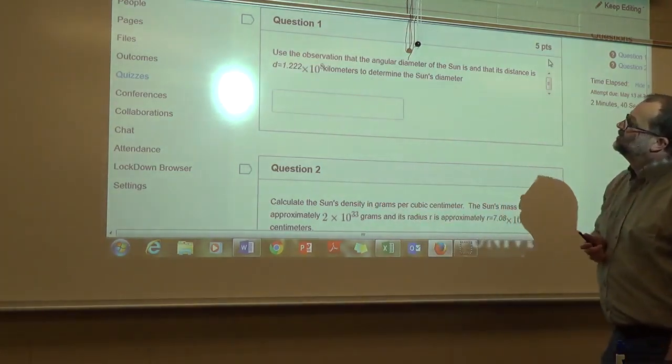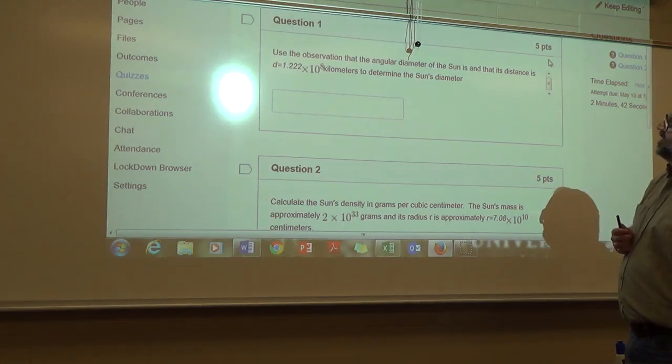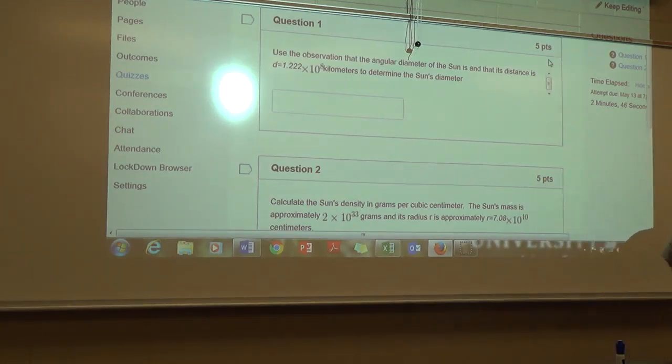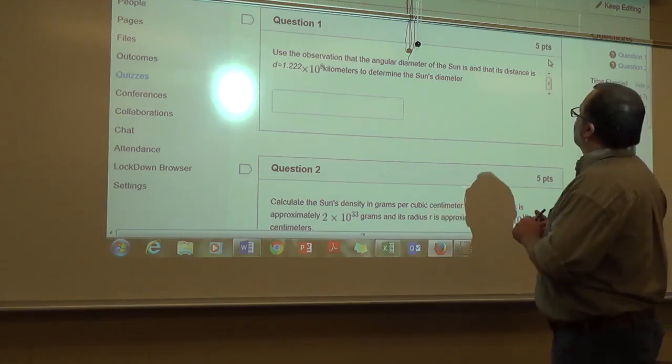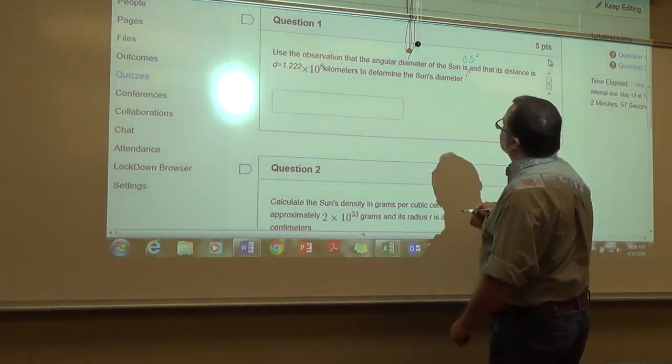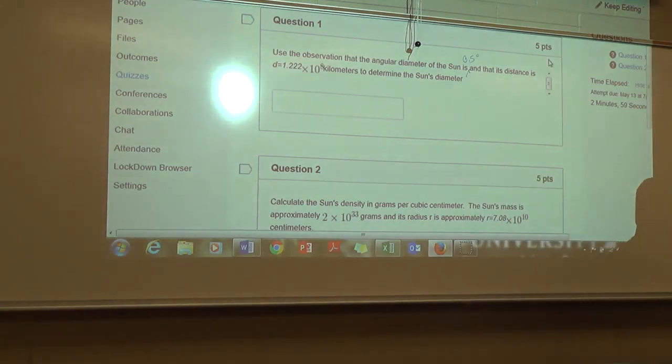We're missing something. The angular diameter of the sun is half a degree. We're missing something in this problem. Okay. So right here, this should have been 0.5 degrees. So you can't do this problem without that piece of information. So I'm going to have to edit that shortly.